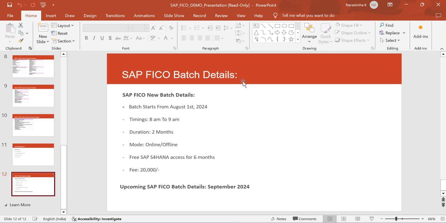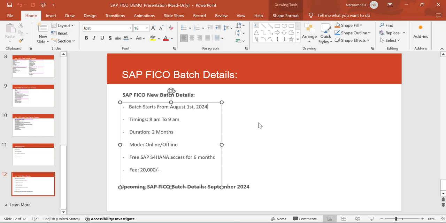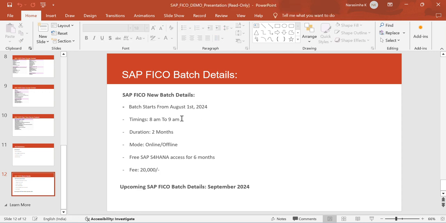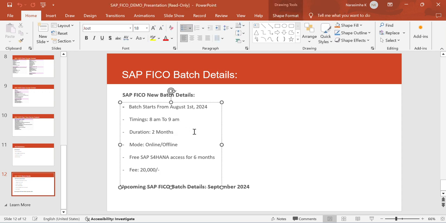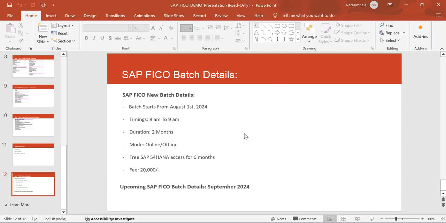So this is our batch details. Here I mentioned the batch details. Our new batch will start from August 1st onward. In the morning it will start at 8 a.m. to 9 a.m. Duration is 2 months, and real time will be taught separately for all the batches. Offline and online you can attend, and we are going to give SAP S4HANA access for 6 months. Free access we will give for 6 months to do the practice. And the fee is 20,000. So this is the course details.